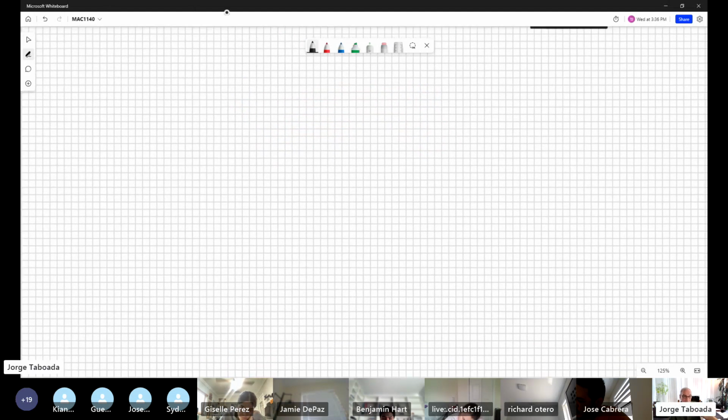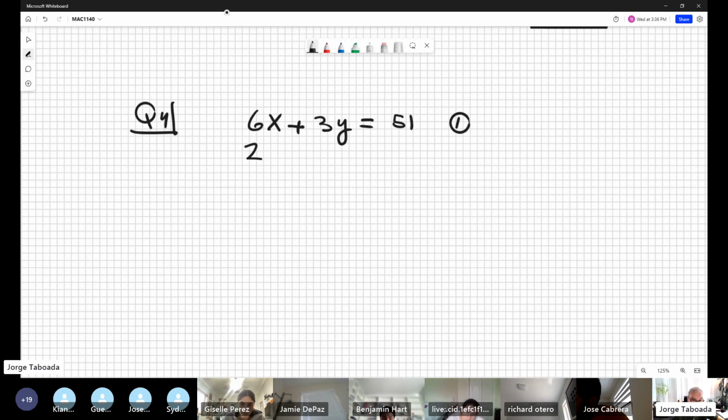Question 4 says 6x plus 3y equals 51. I like so much to call each equation by number, 1, 2, 3, 4. You will see the importance of this in the next chapter, where we continue working with linear equations, but in another, more powerful way. 2x minus 6y equals 38. This is my system: 2 equations, 2 unknowns, 2 dimensions.